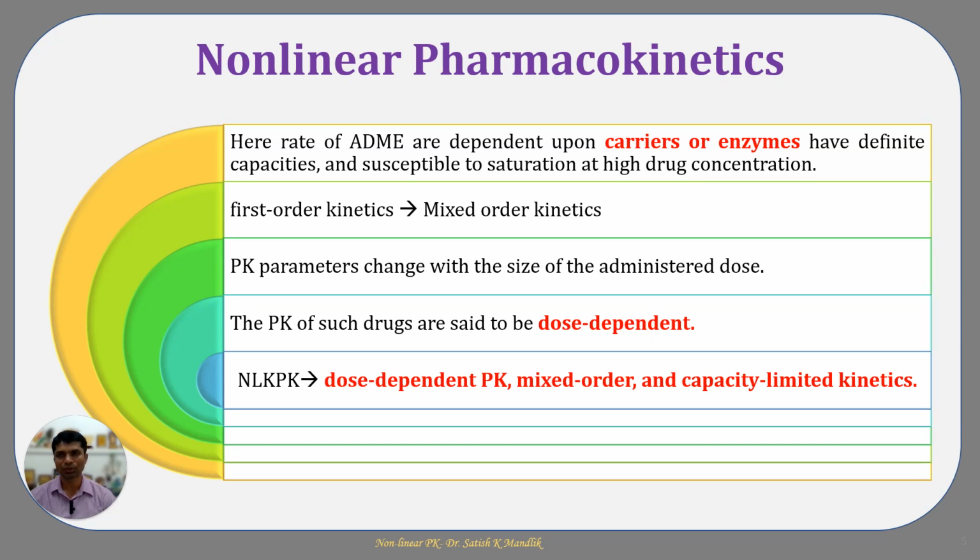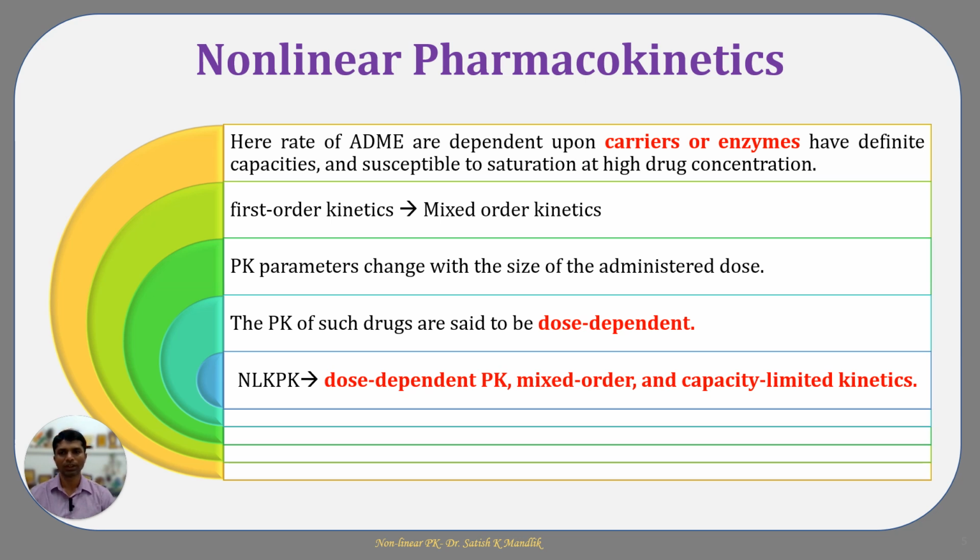So what we understood from non-linear pharmacokinetics is that all the carriers and enzymes have finite numbers and finite capacities, and they are susceptible to saturation at higher drug concentration. Whenever a particular drug's concentration becomes higher, the processes that are actively involved with the help of carriers and enzymes become saturated, and that leads to first order kinetics converting into mixed order kinetics, and the PK parameters change with the size of the dose administered. This is the reason why it is known as dose dependent pharmacokinetics.